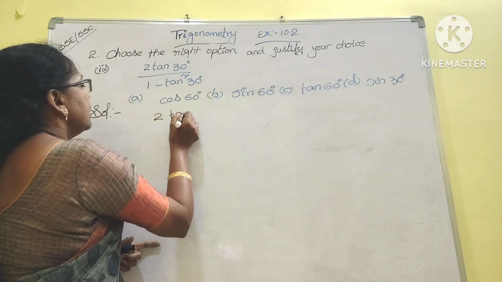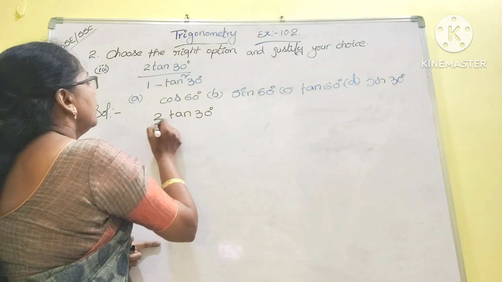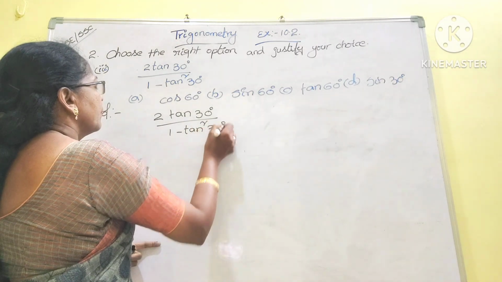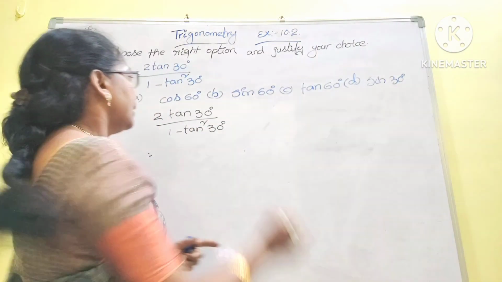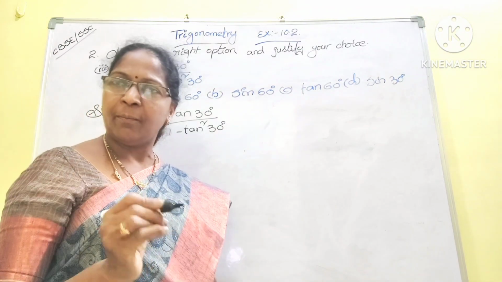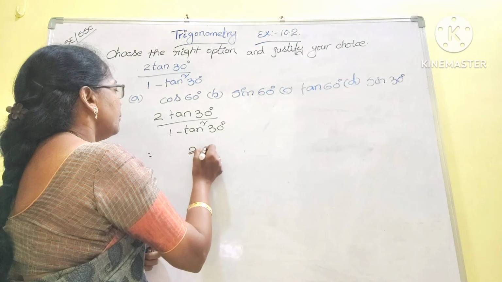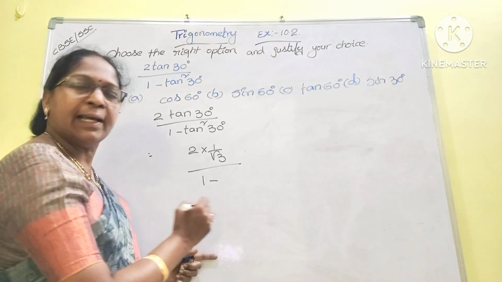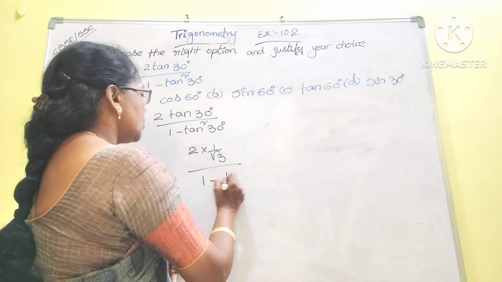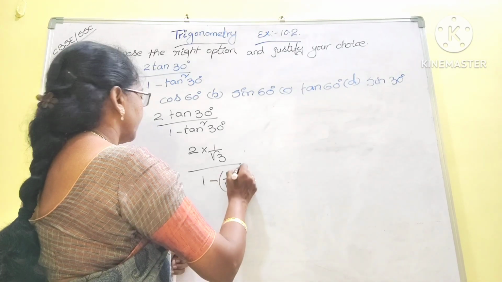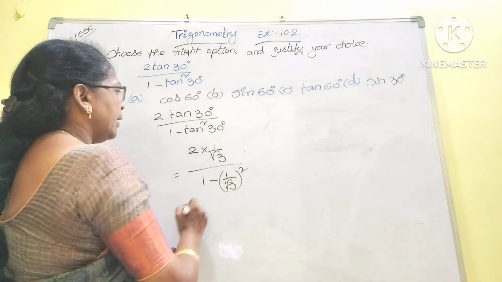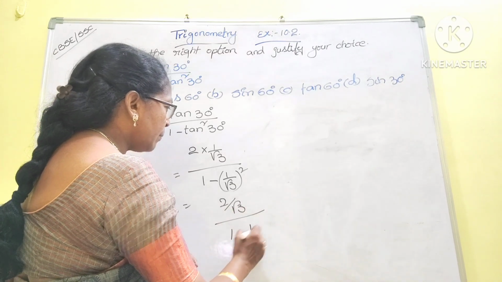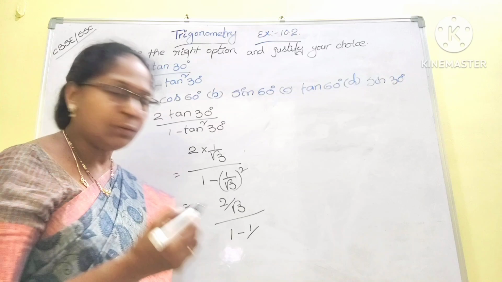2 tan 30 degrees divided by 1 minus tan square 30 degrees. That equals 2 tan 30, where tan 30 equals 1 by root 3. So 2 into 1 by root 3 by 1 minus, again the tan 30 value is 1 by root 3, so 1 by root 3 whole square. That equals 2 by root 3 by 1 minus 1 by root 3 whole square.